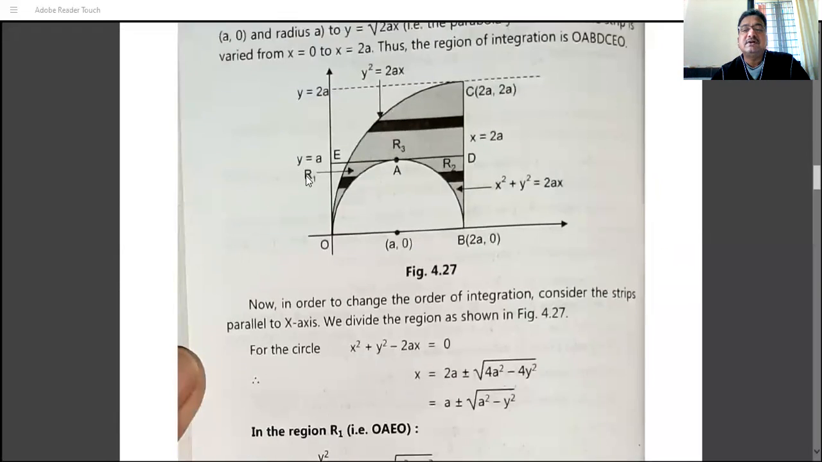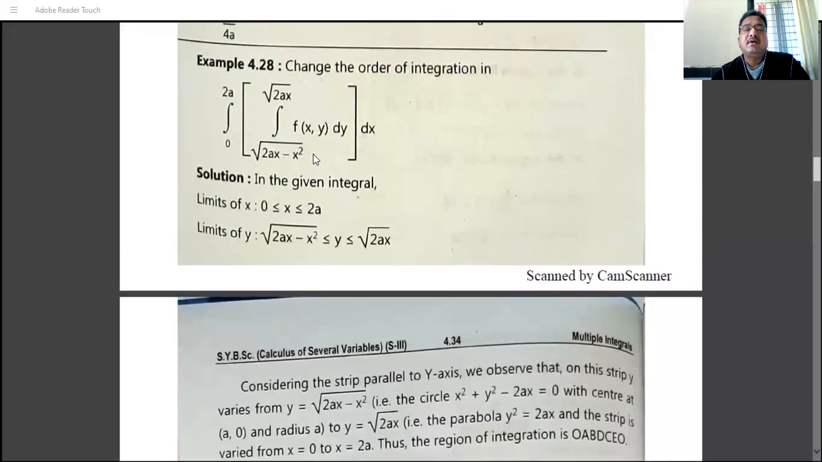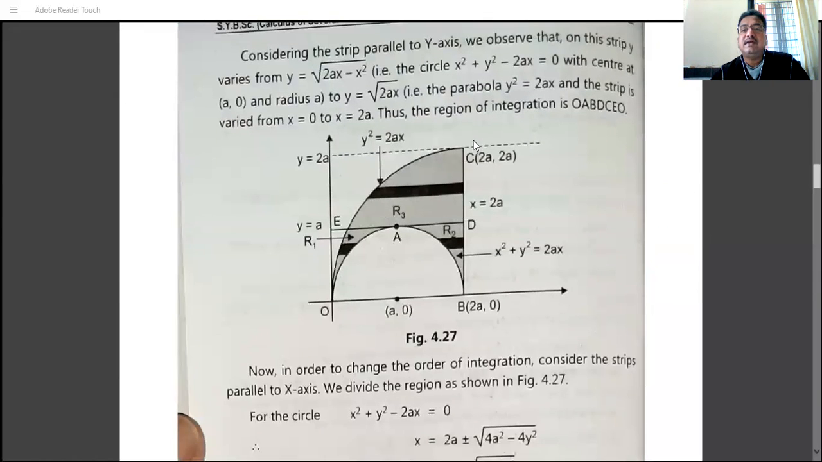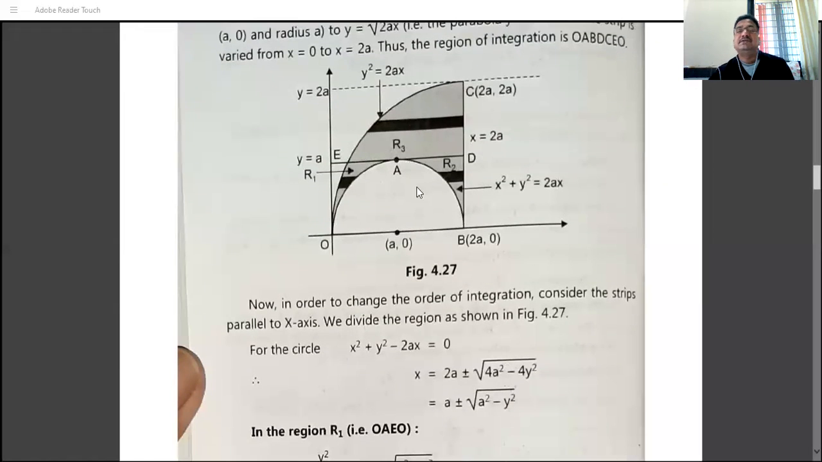x is equal to 0 means the y-axis. And x is equal to 2a is this line, parallel to the y-axis. The point (2a, 2a) lies on the line x is equal to 2a. And then we draw a parabola passing through this point. So this is the figure of the parabola y square is equal to 2ax. So first draw this diagram.